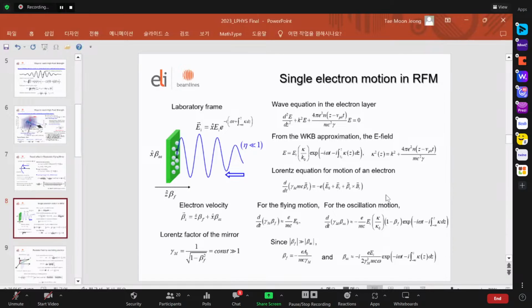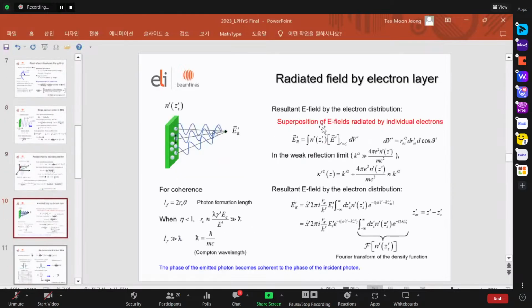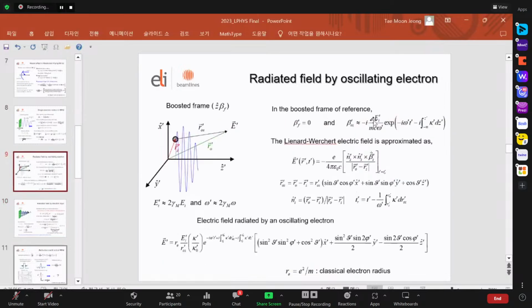And then we can divide this equation into two. One is for the flying motion, the other one is for the oscillatory motion here. But the situation is that the flying motion is much larger than the oscillatory motion. So this equation can be expressed in this way in the laboratory frame. If we consider this situation in the boosted frame here, the electron oscillation can be described in this way.